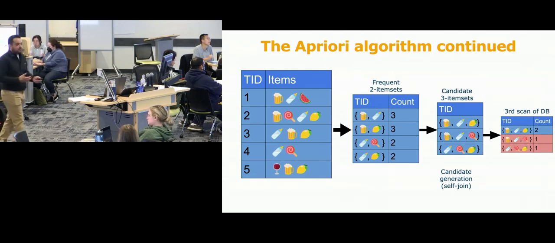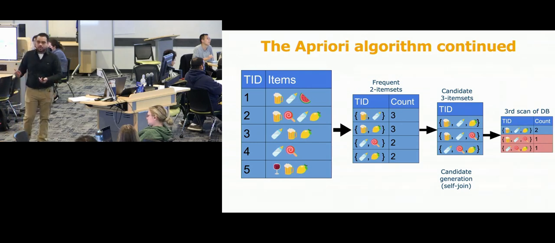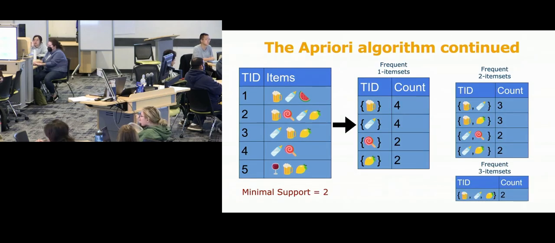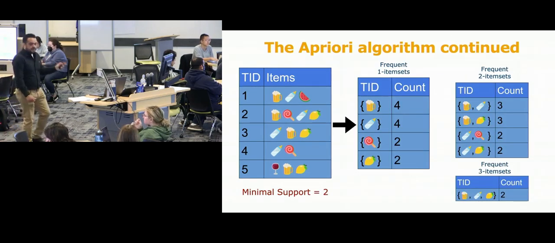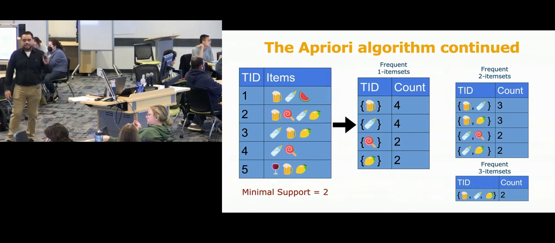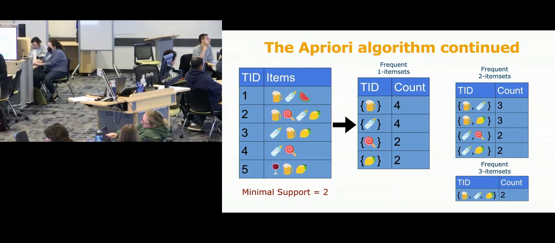And once again, we do a third scan of the database to count the occurrences of these three item sets. And two of those three item sets fall out because they do not meet our minimal support threshold. And in the end, we're just left with one frequent three item set, which is beer, milk, and lemon, right? So in the end, we can see that here is the list of frequent one item sets, frequent two item sets, and frequent three item sets.